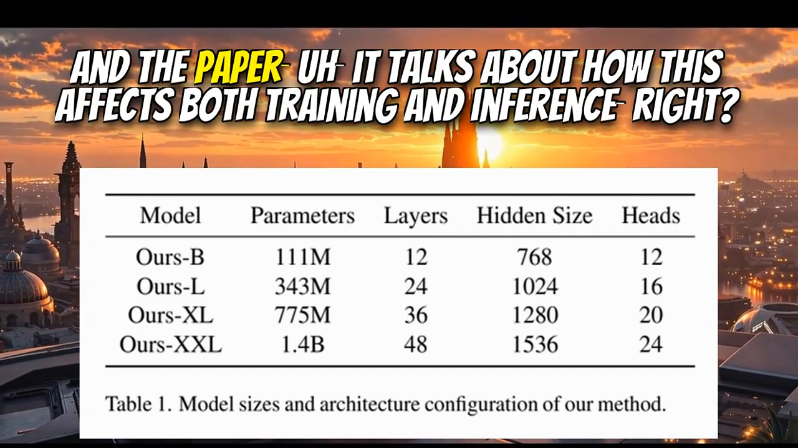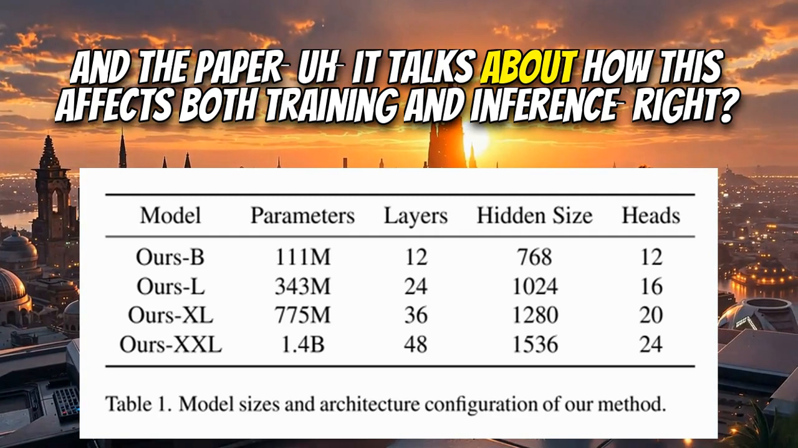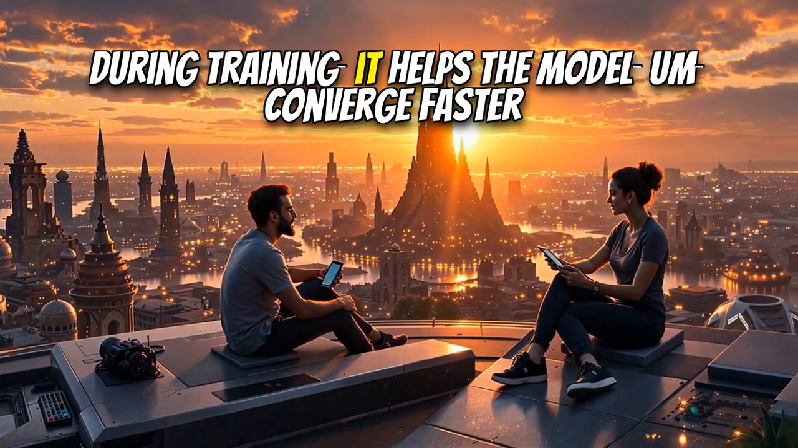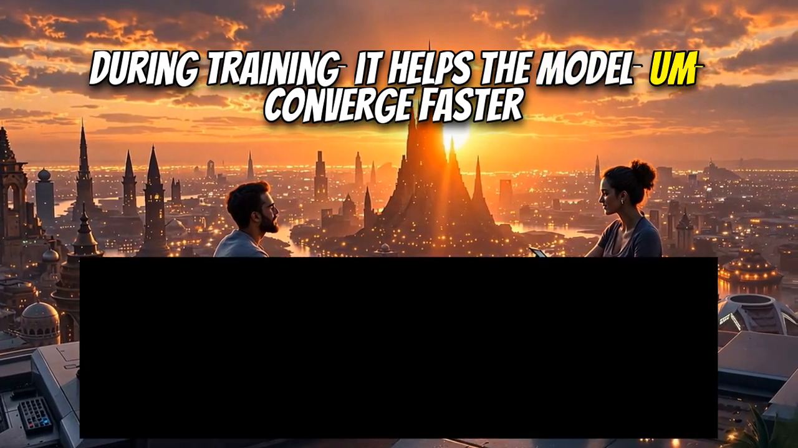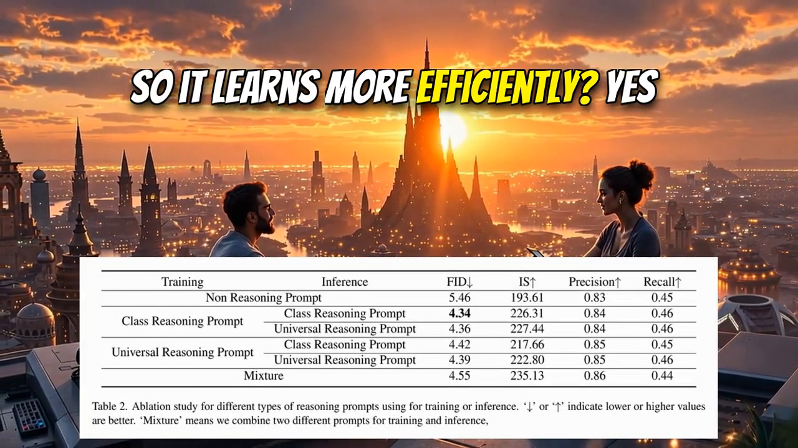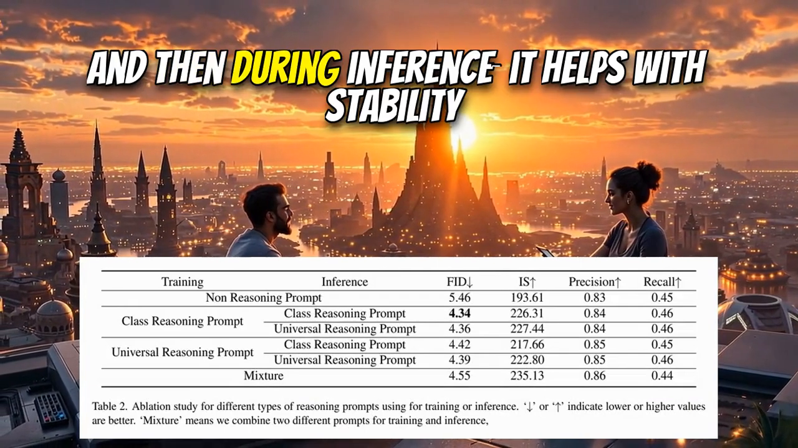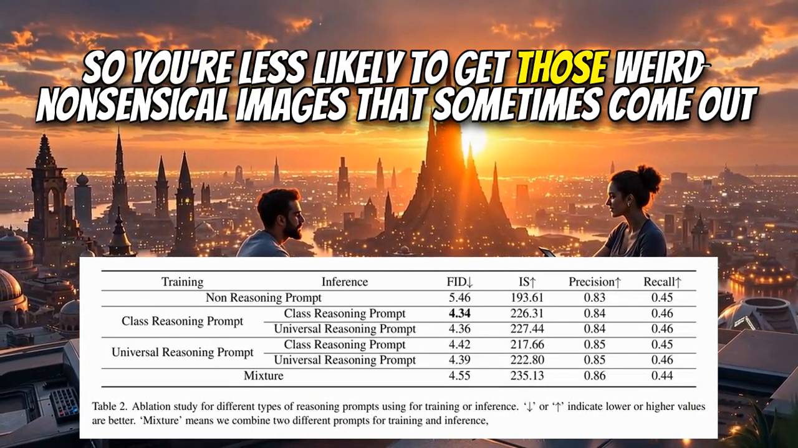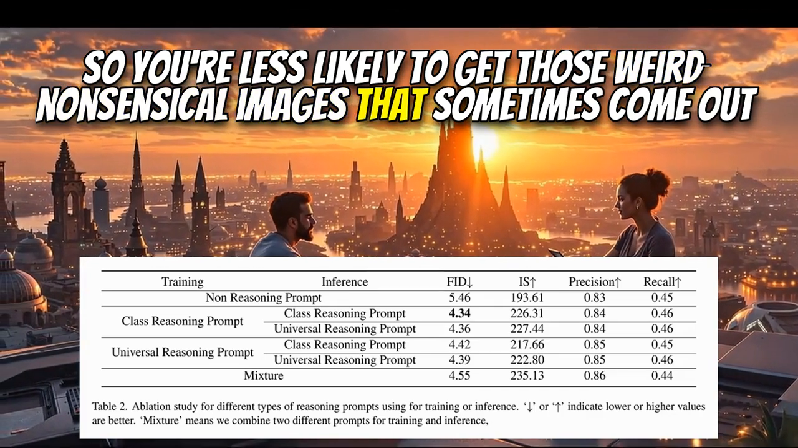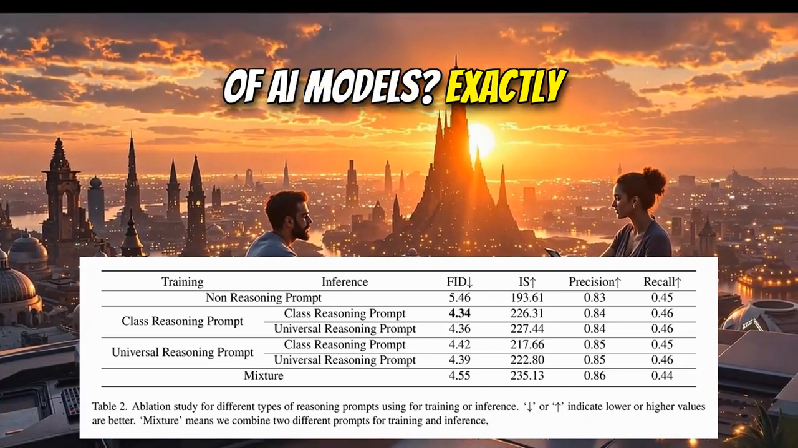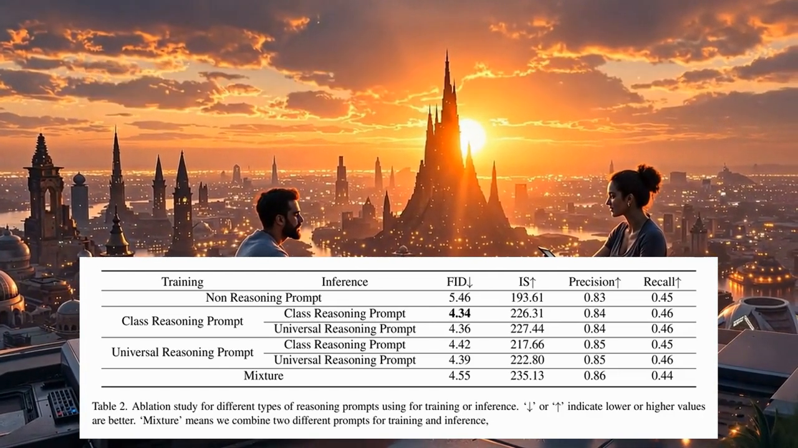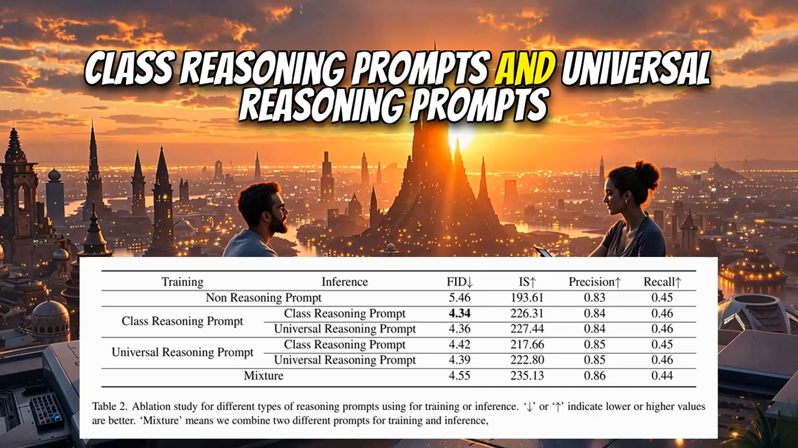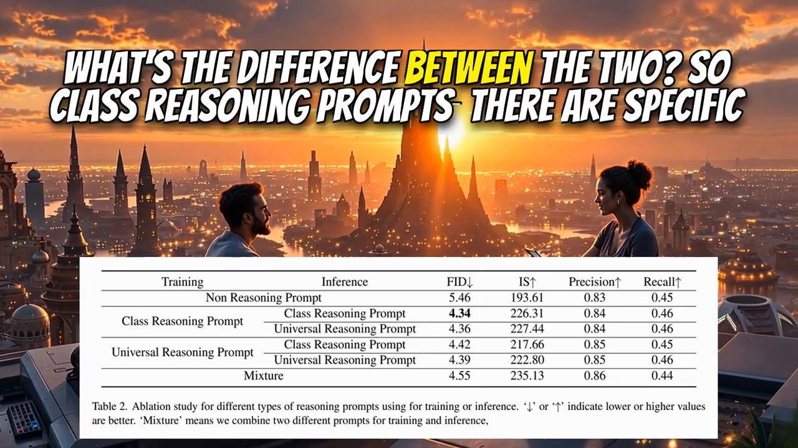That's cool. And the paper talks about how this affects both training and inference, right? Yes. During training, it helps the model converge faster. So it learns more efficiently. Yes, learns more efficiently. And then during inference, it helps with stability. So you're less likely to get those weird, nonsensical images that sometimes come out of AI models. Exactly. Now, you mentioned two types of reasoning prompts. Right. Class reasoning prompts and universal reasoning prompts. Yep. What's the difference between the two?